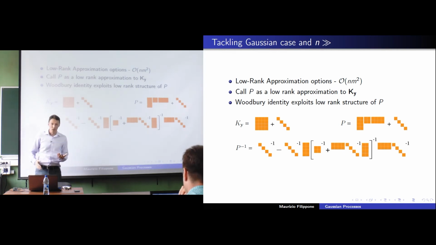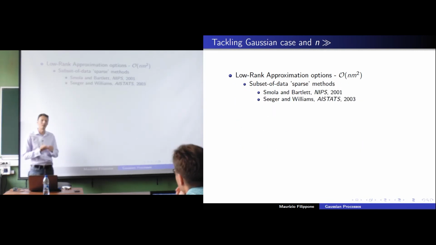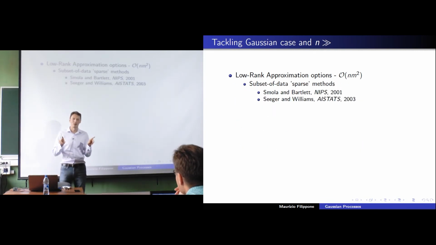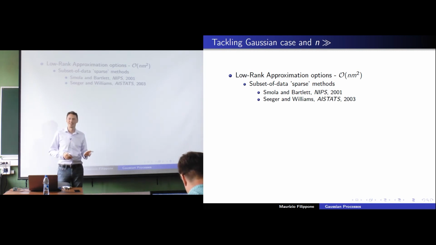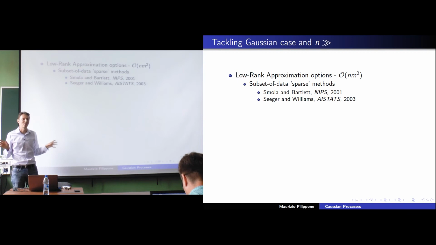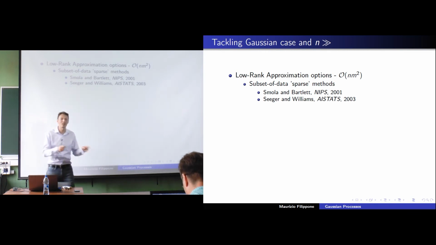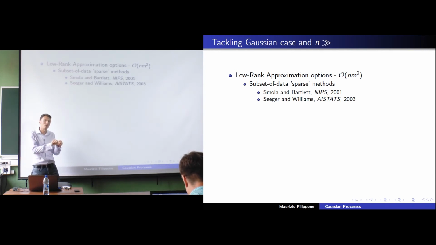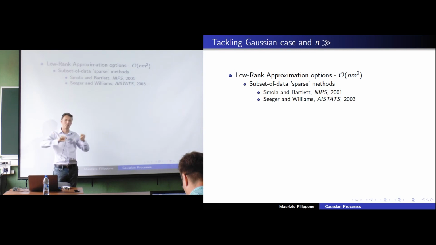Okay? So there are different ways to do this. One is to say, let's take a number of points, or maybe let's throw away n minus m points, and let's just use m out of n. Okay? This is the so-called subset of data, which is the first thing you can do. You give me 1 million data points, thank you, but I'm going to use only 20,000. Okay? And then I'm going to try to express the full process on the 1 million data points by using this subset of 20,000 points. Okay?